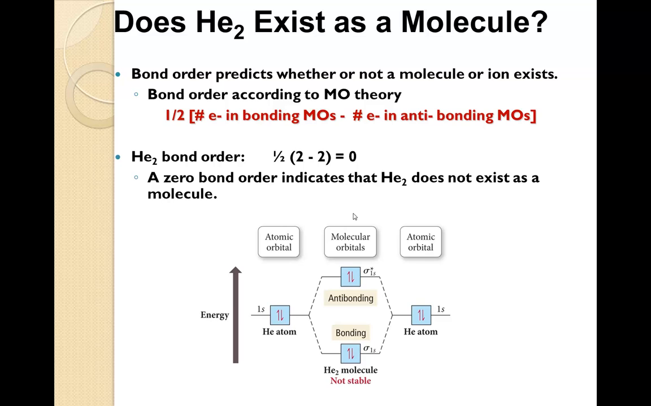We know that helium has an electron configuration of 1s2. So here's 1s2 right there, and here's for the other atom. So that's a total of 4 electrons. So here's 2, and then up here is 4. So the bonding is 2 on the bottom, anti-bonding minus 2 from the top, divided by 2. That is equal to 0. The 0 bond order indicates that helium, He2, does not exist as a molecule.